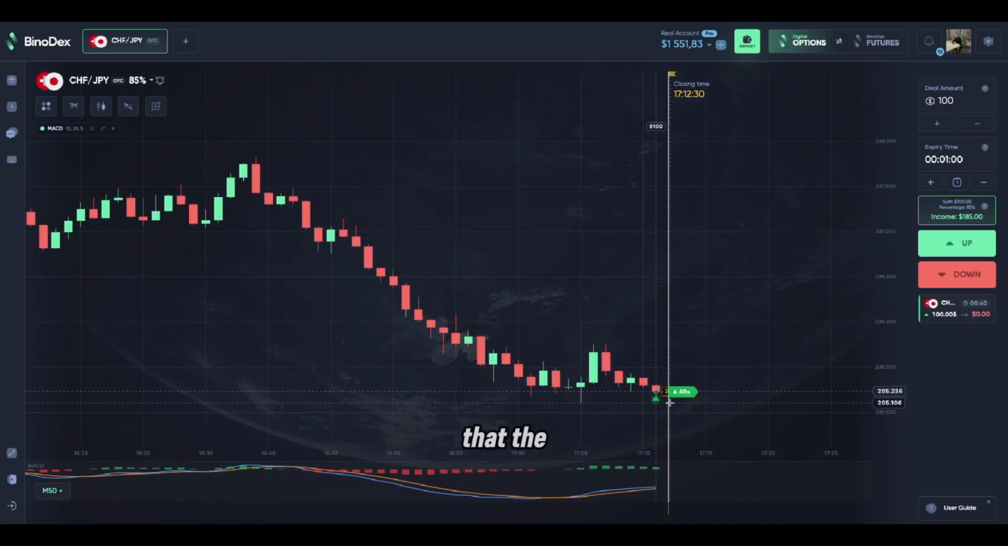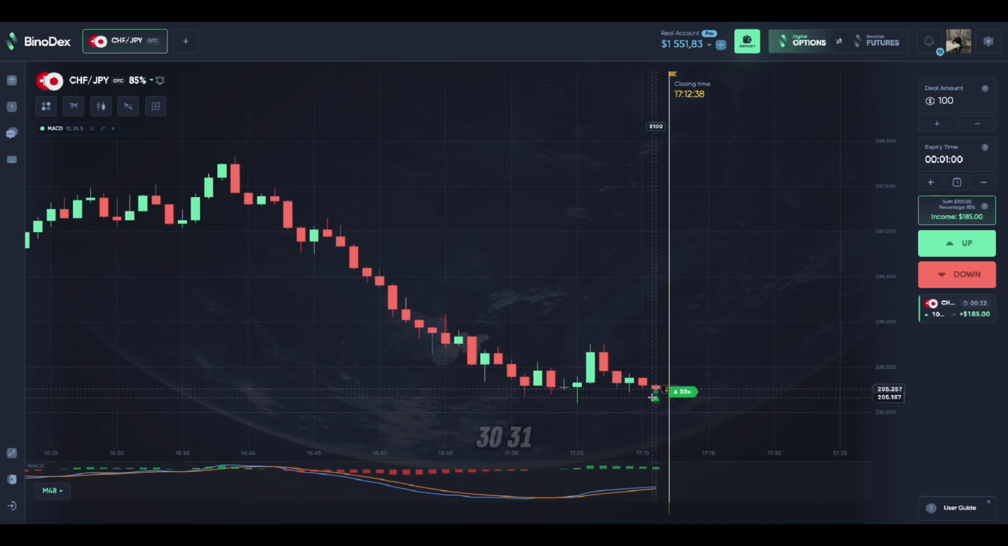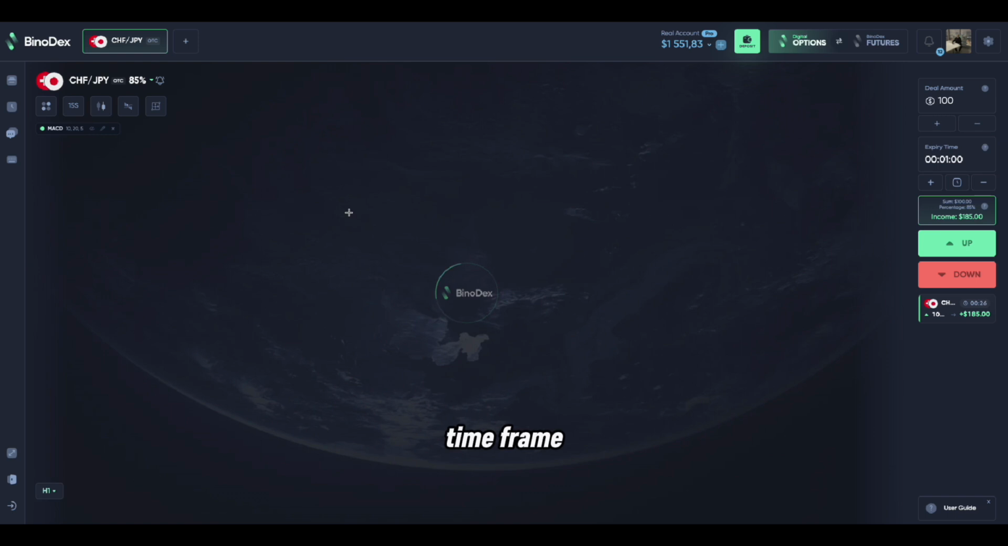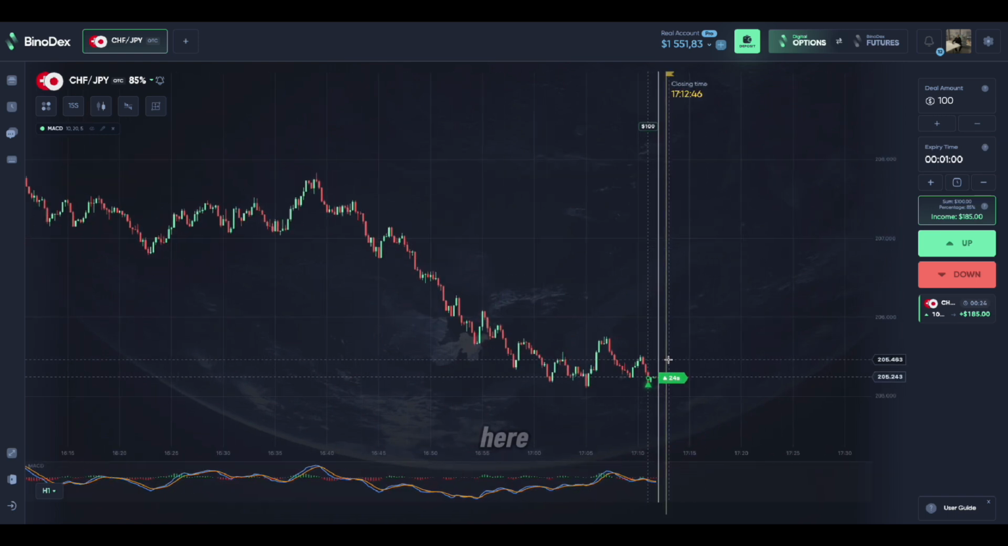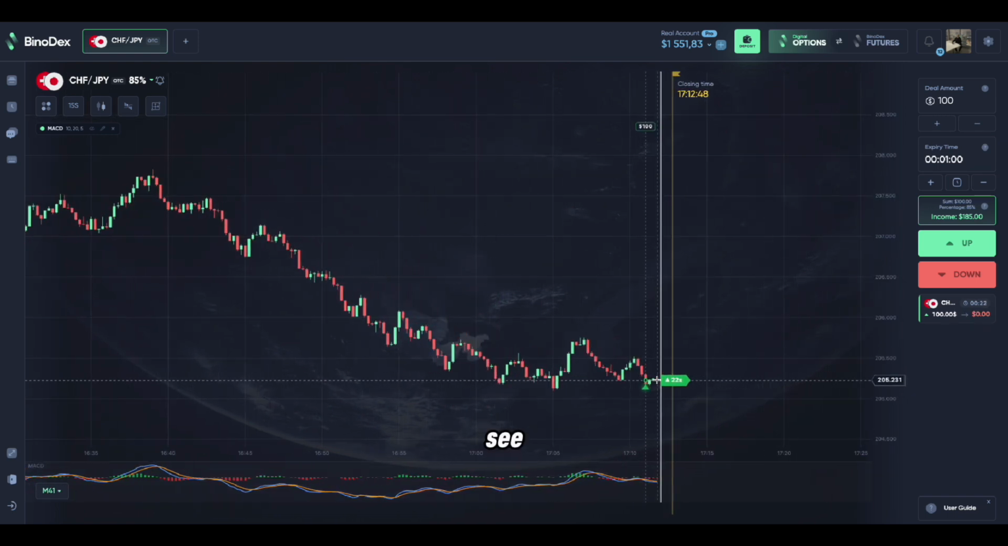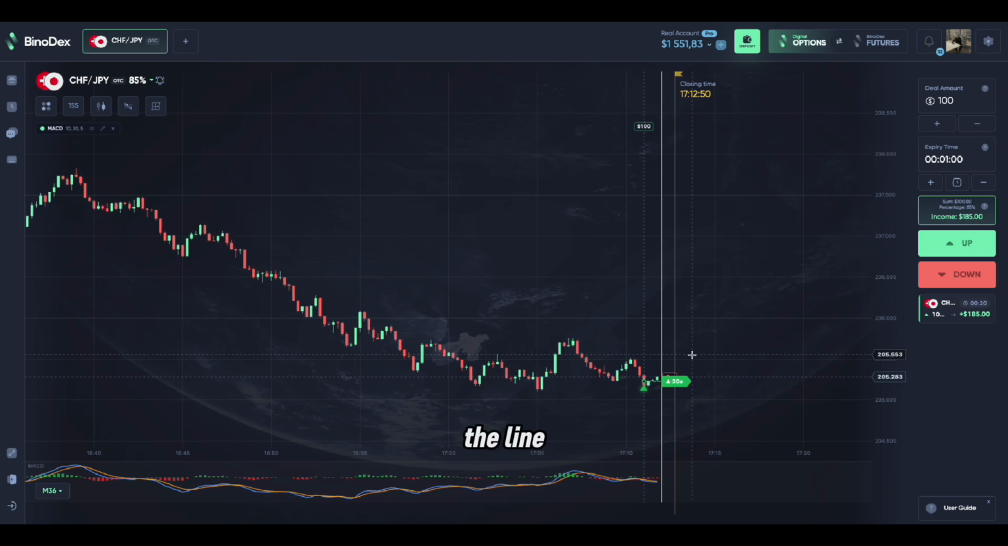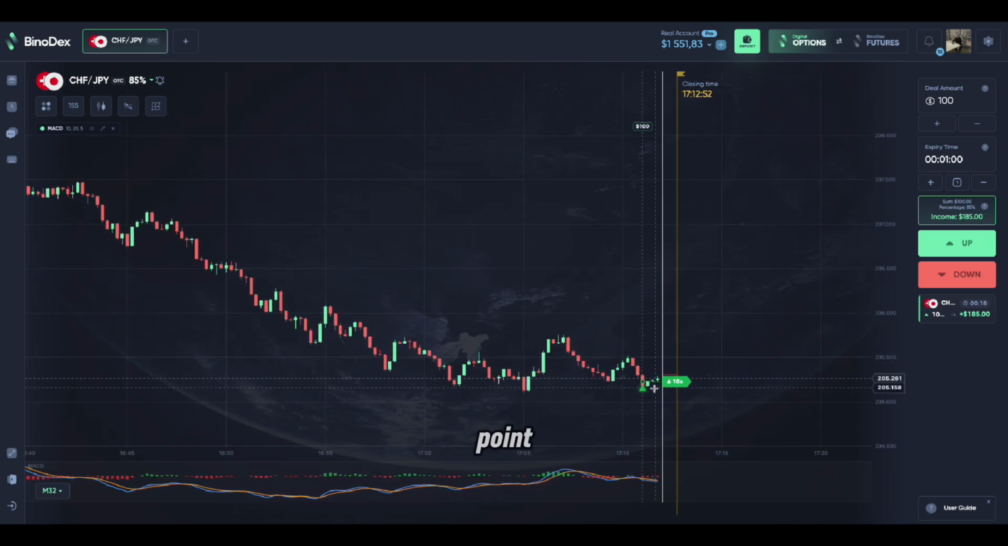For now, we see that the price has gone a bit below our trade's opening point, and now it's moved above. Alright, let's take a look. There are 31 seconds left until our trade closes. Let's look at the 15-second time frame in more detail to see what's happening here. And as I can see, the price is moving right along the line of our trade's opening point.